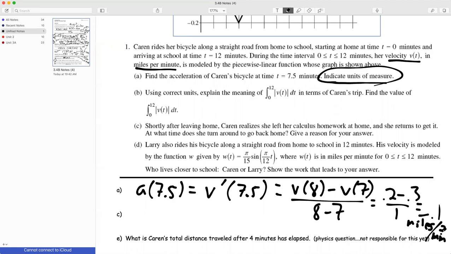All right, part B. Using correct units, explain the meaning of the integral from 0 to 12 of the absolute value of v of t dt in terms of Karen's trip. A preview of coming attractions. Let's get that. Part C.